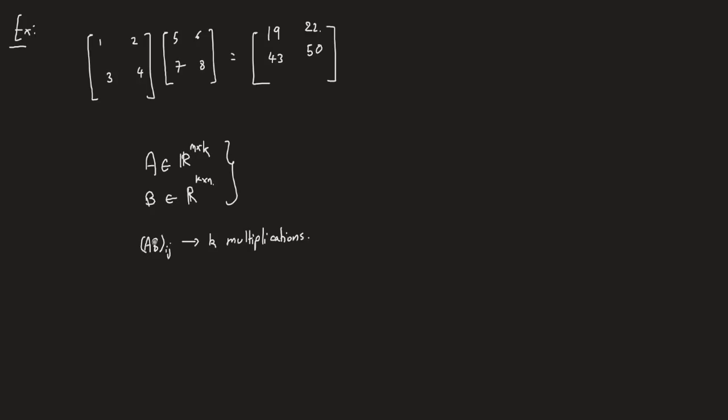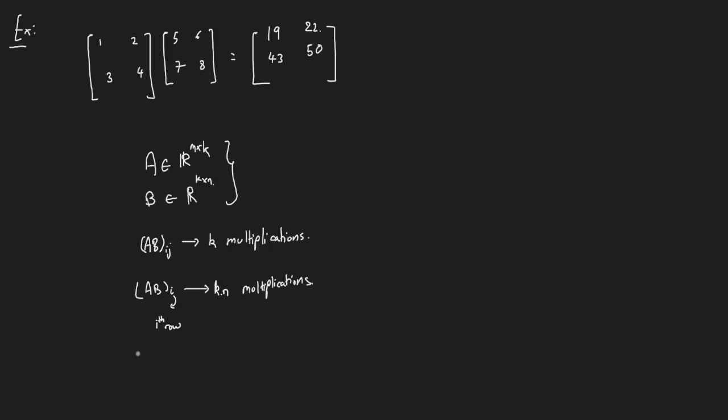So if you think about it, to compute one row of AB, denoted by, I don't know, i, so one index, this is the ith row. To compute only one row, we would require, how many elements do we have in the row of AB? We have n elements in a row. So this means we require, to compute only one row, k times n multiplications. So kn multiplications.